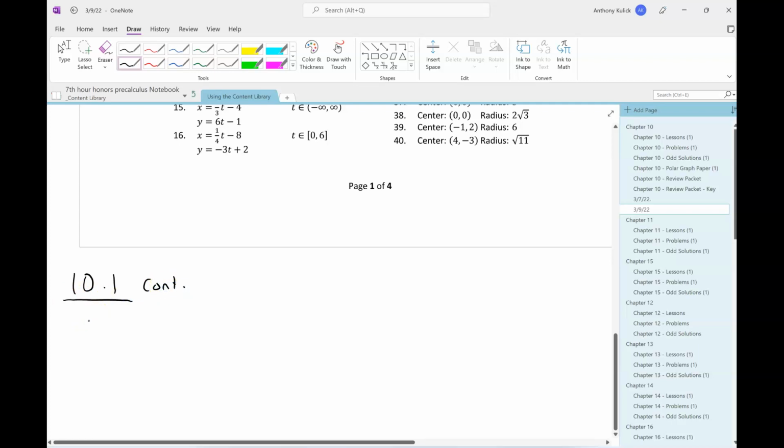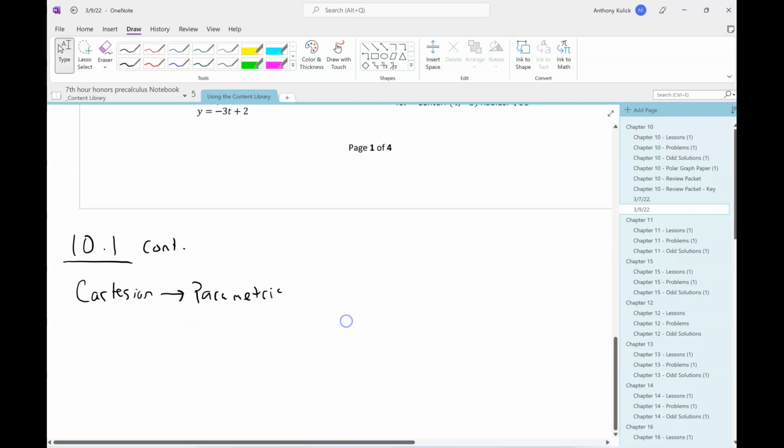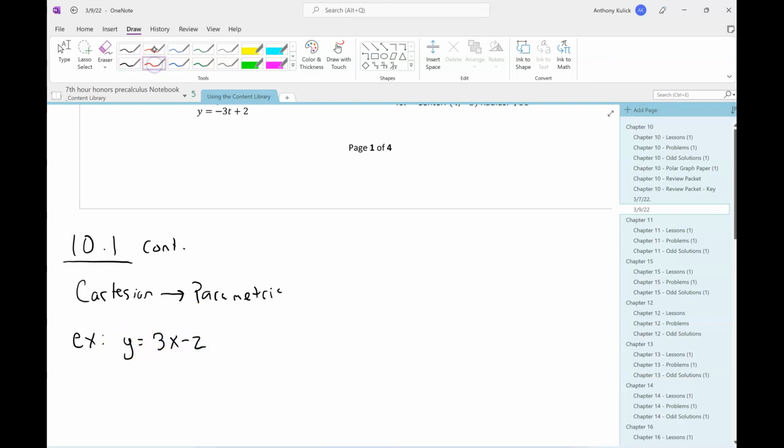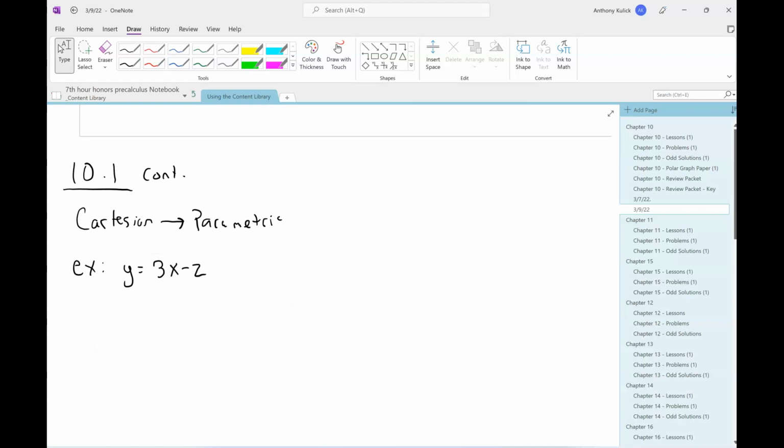Let's just pick up where we left off in section 10.1. So we were doing Cartesian to parametric. So in our first example, we looked at, let me go back and pull that answer. There it is. So 3x minus 2 was the example we looked at last time.